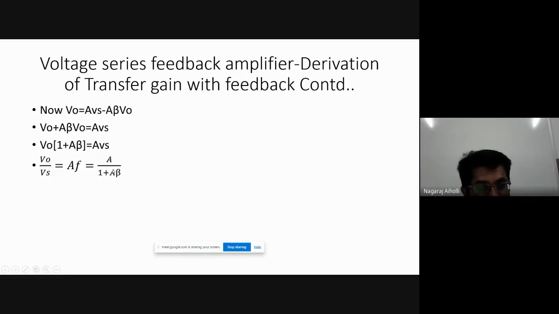That means if the gain of the amplifier without feedback is, say, 10, and 1 plus A beta is 2, then AF will be 10 by 2, that is 5. That means the gain of the amplifier with feedback is less than the gain without feedback.